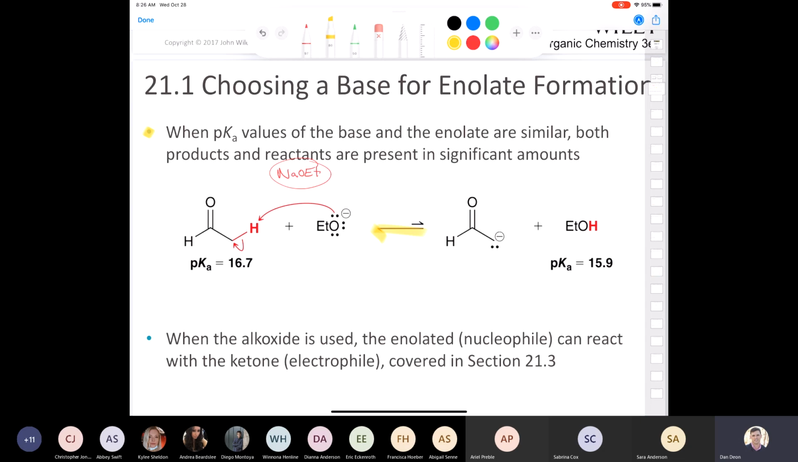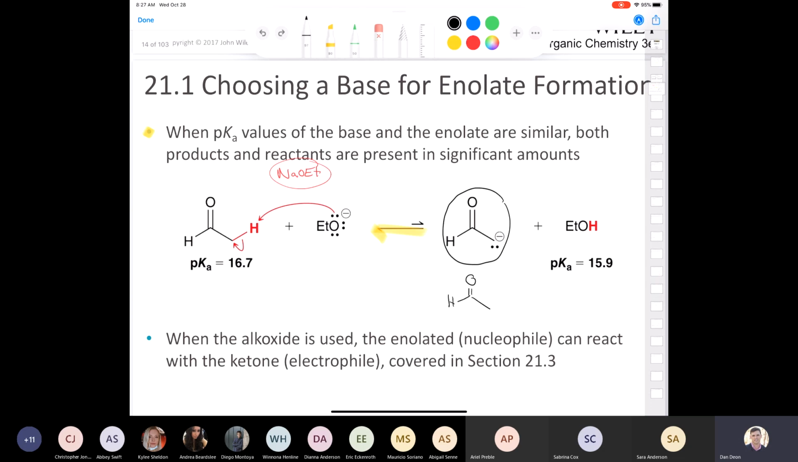When the alkoxide is used, the enolate nucleophile can react with the ketone electrophile, and we're going to look at that in a second. We're going to look at this in great detail later on in the class. But think about it. If I take a whole bucket full, Avogadro's number of molecules of this, and I treat it with ethoxide, what am I actually going to have? Because I have an equilibrium, I'm going to have some of this, and I'm also still going to have some of this, which is just this, I just redrew it. That means I'm going to have both of these species in the solution.